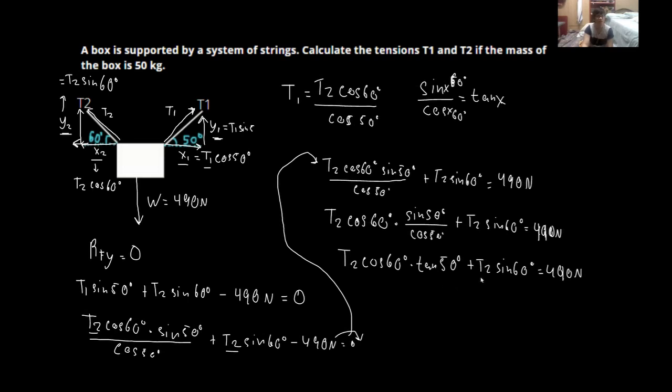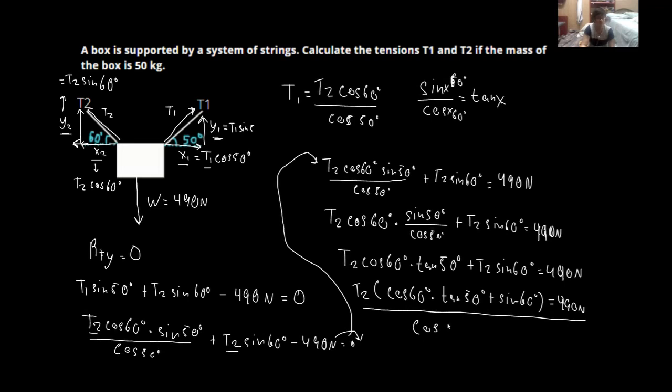Now I will factor out T2. So it becomes T2 times cosine 60 degrees times tangent of 50 degrees plus sine of 60 degrees is equals to 490 newtons. So that T2 is left alone on one side, we need to divide both sides by cosine of 60 degrees times tangent of 50 degrees plus sine of 60 degrees.